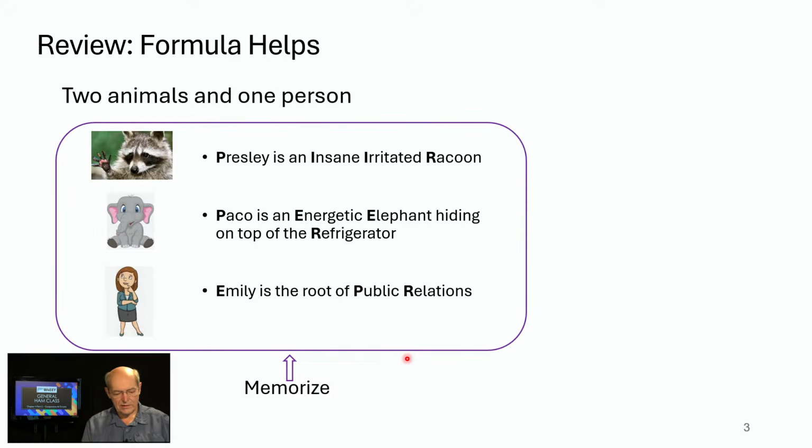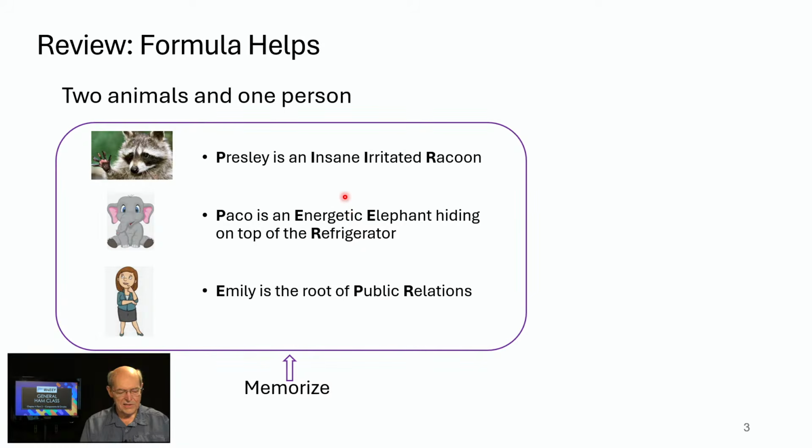First of all, I'd like to do a little bit of review. We talked about Presley, Paco, and Emily last week. Just to reinforce that or maybe clarify some of it, I've got this real scary word down here that says memorize. This will help you if you want to get 100% on your exam. If you can just remember these silly little things here, that will decode all of the formulas that you need to do all of the math questions in Chapter 4.